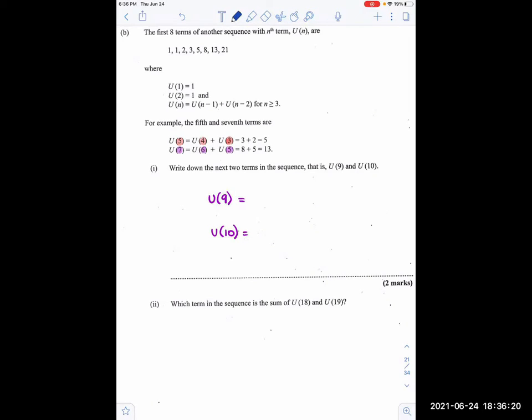All right. What are the two numbers before 9? 8 and 7. Did you all get that? Yes. What are the two numbers before 10? 9 and 8.